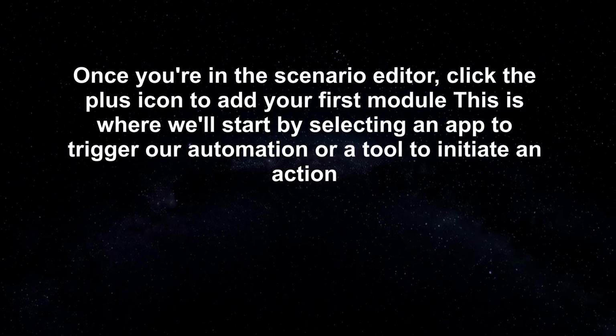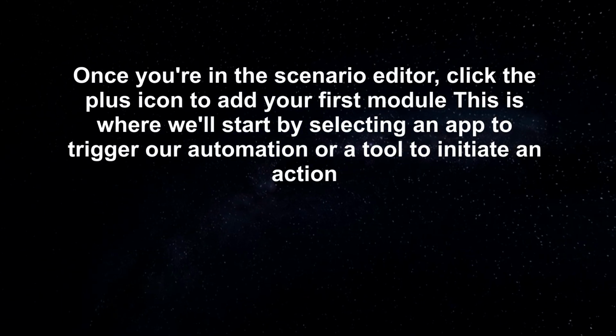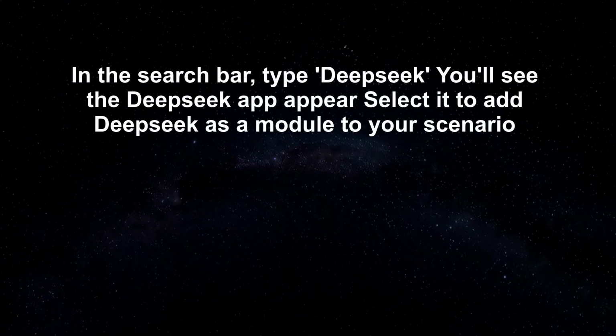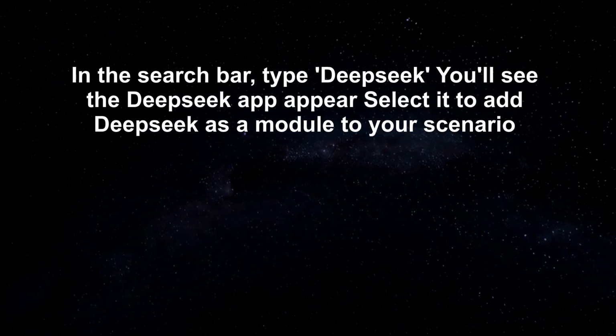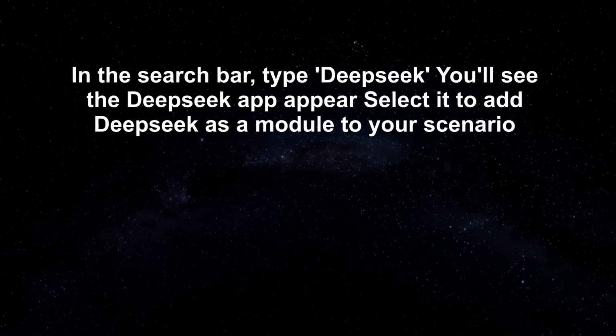Once you're in the scenario editor, click the plus icon to add your first module. This is where we'll start by selecting an app to trigger our automation or a tool to initiate an action. In the search bar, type DeepSeek. You'll see the DeepSeek app appear. Select it to add DeepSeek as a module to your scenario.